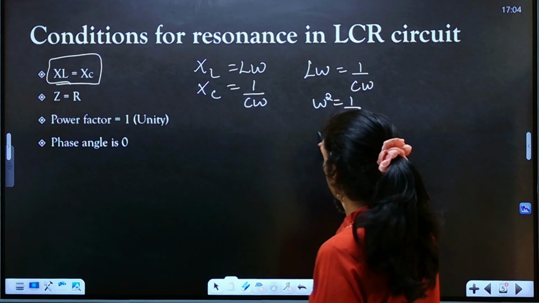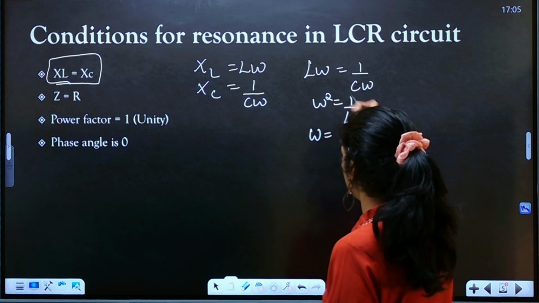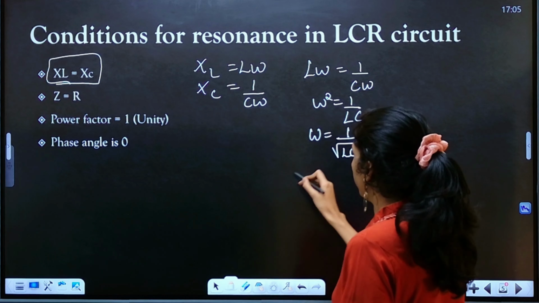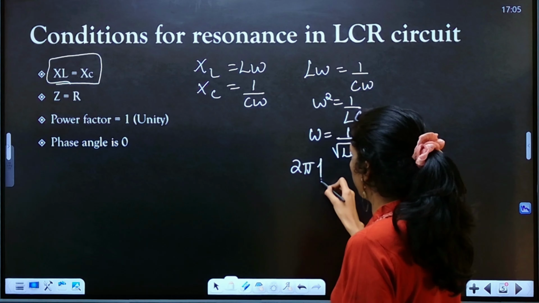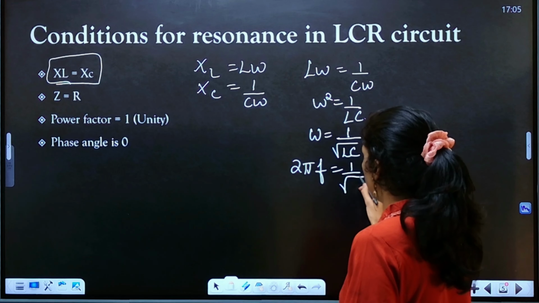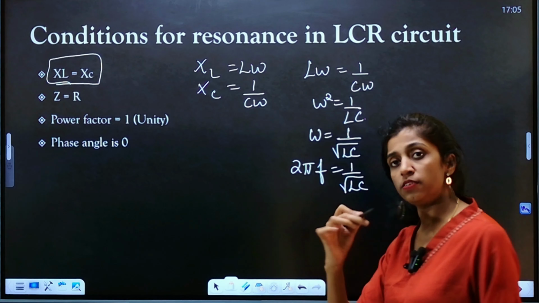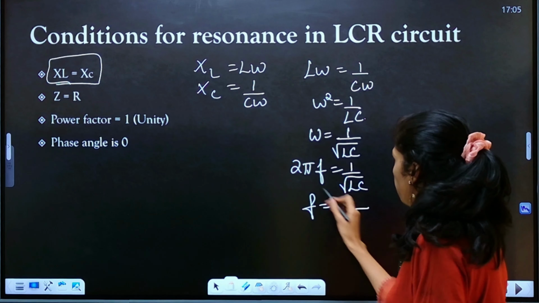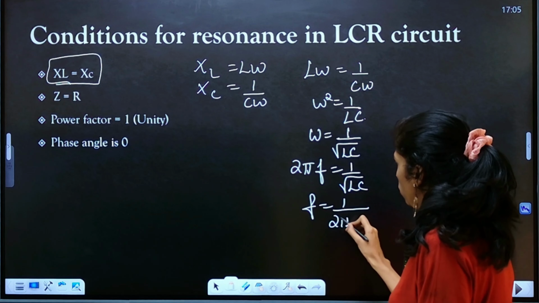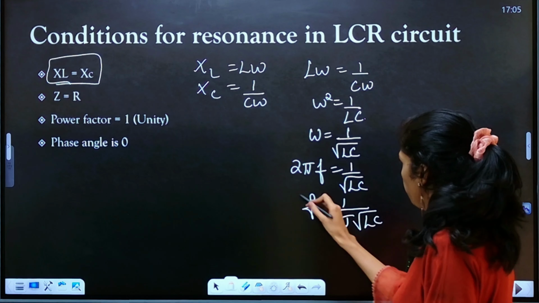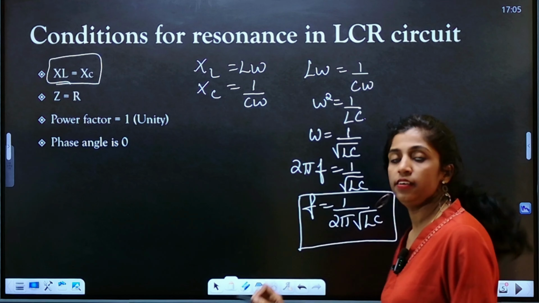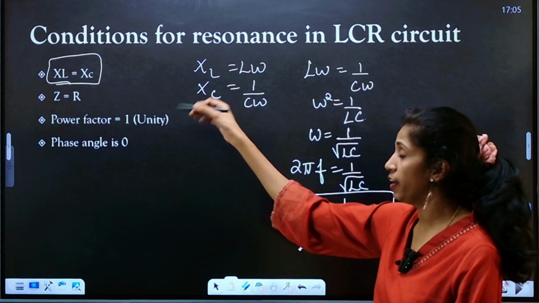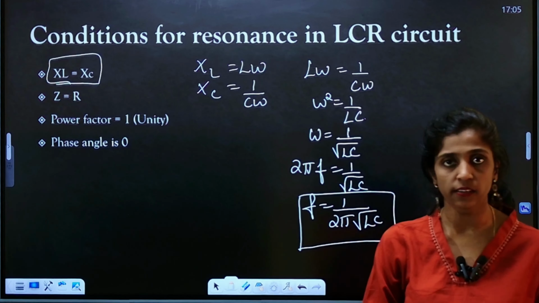So if I take the root on both sides, I get omega as 1 by root LC, and omega can be taken as 2 pi times F equals 1 by root LC. So in case they ask you for the resonant frequency, you have a formula: F equals 1 by 2 pi times root of LC. So this is the resonant frequency, and this is the condition for resonance. Please remember, inductive reactance will be equal to capacitive reactance.